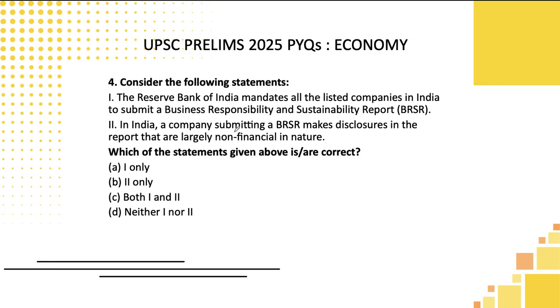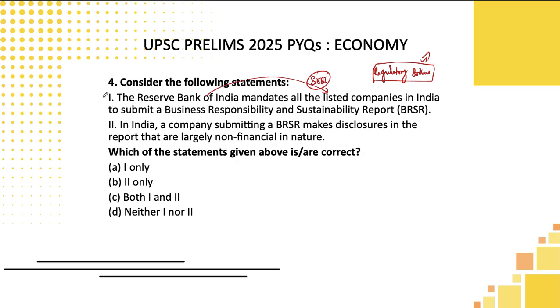Consider the following statements. The Reserve Bank of India mandates all listed companies to submit. Friends, why would RBI regulate only the banking sector in India? What does it have to do with listed companies especially? That and all will come under the domain of SEBI. So we need to be very, very clear about regulatory bodies in India. Whenever you are reading economics, please work on these regulatory bodies, SEBI, the Insurance Regulatory and Development Authority, the Pension Fund Regulatory and Development Authority, all those things and their functions, because that is where this particular question's objective lies.